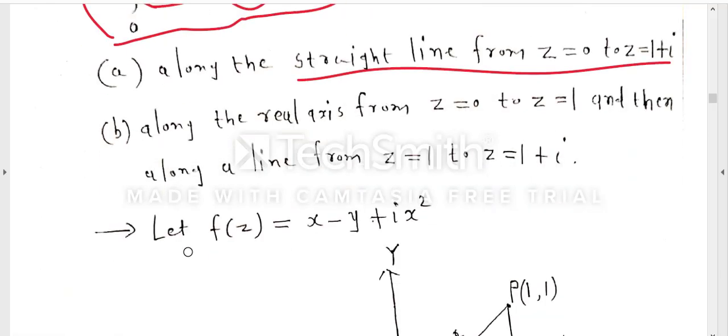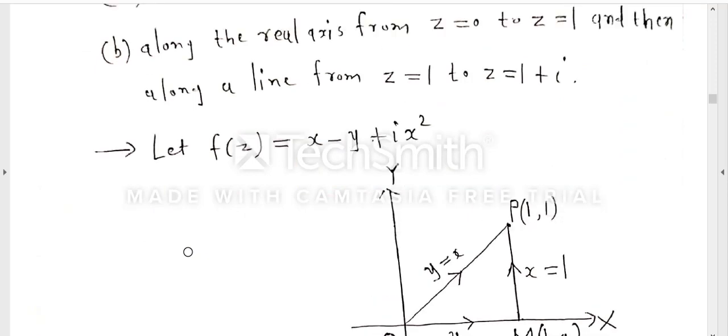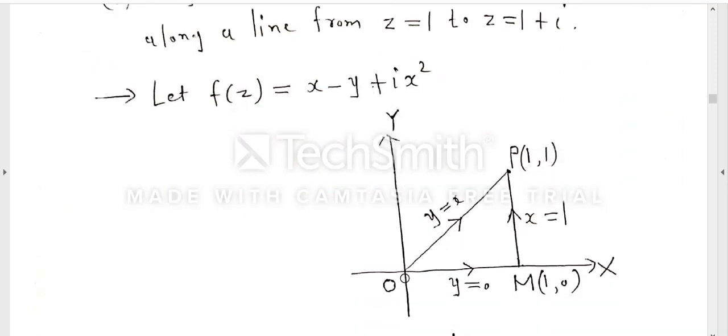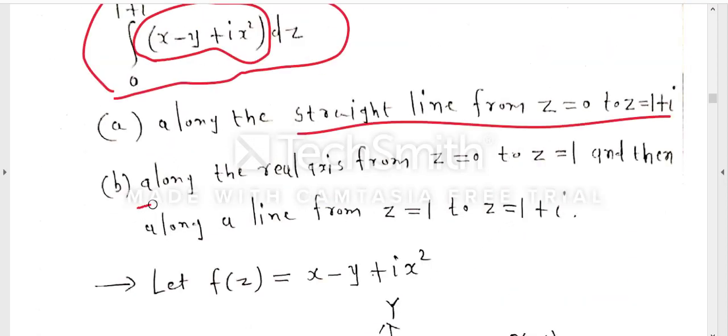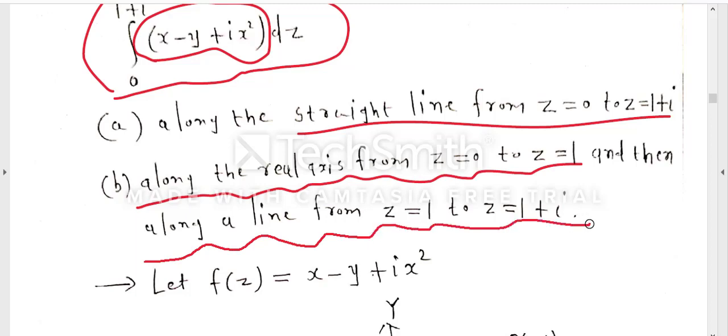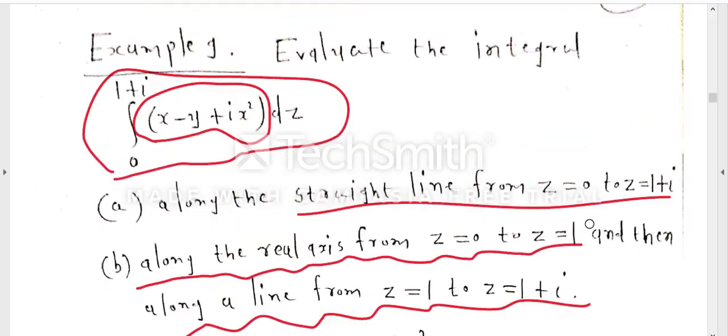And another path is, you can see here, the first path of integration is from z equal to 0 to 1 plus i, so along y equal to x. The second path is first along this path from z equal to 0 to 1, and then from z equal to 1 to z equal to 1 plus i. So the second path of integration is along the real axis from z equal to 0 to 1, and then along a line from z equal to 1 to z equal to 1 plus i.